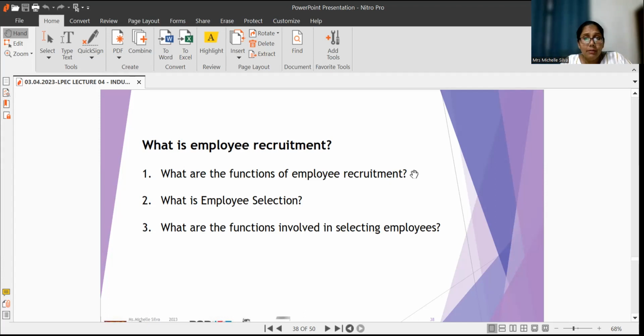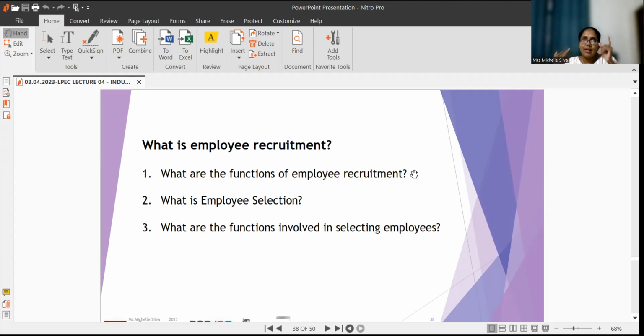Then background investigation. For example, they will ask you to bring a police report to ensure that the particular applicant has not committed any criminal cases. Background investigation. Then select the employee who has already passed all these stages.